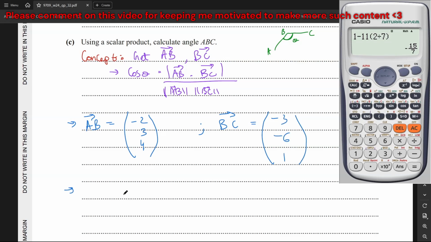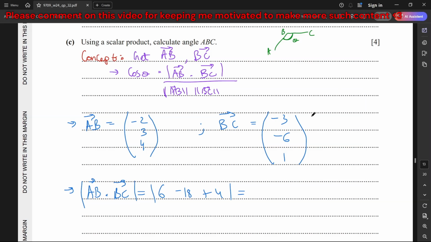Now, if I take the scalar product of AB and BC, what do I get? Minus 2 into minus 3 is positive 6, minus 6 into 3 is negative 18, then 4 into 1 is 4. In CAIE, I need to have the absolute value of this. So 6 minus 18 plus 4 comes out to be negative 8, but because of the modulus sign, it's going to become positive 8.